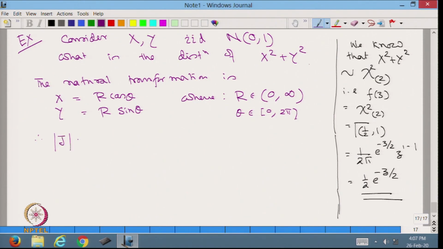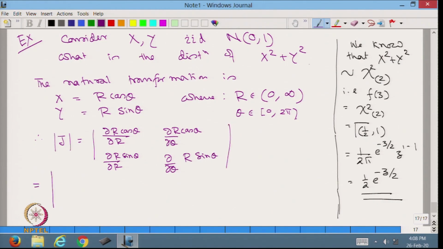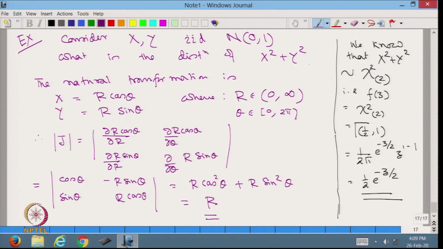Therefore, the Jacobian is equal to the determinant of the matrix with entries del (r cos theta)/del r, del (r cos theta)/del theta, del (r sin theta)/del r, del (r sin theta)/del theta, which is the determinant of the matrix cos theta, minus r sin theta, sin theta, r cos theta, which is equal to r cos square theta plus r sin square theta, which is equal to r. So, this is the Jacobian.